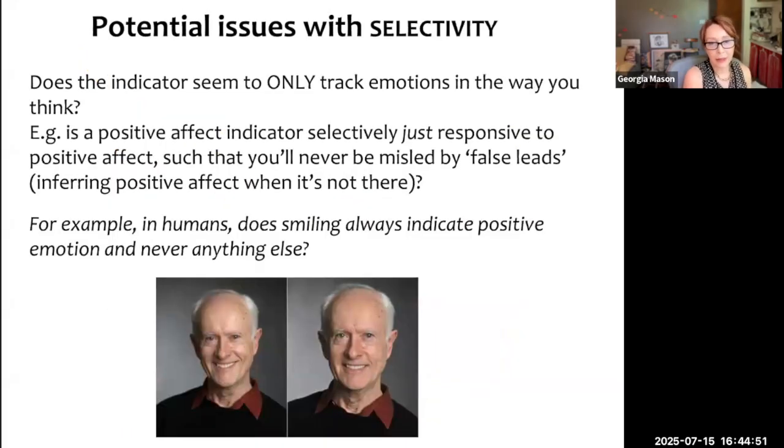This isn't the only type of problem we need to think about and anticipate. Every single indicator is going to have issues with selectivity. And here we need to think about, is the indicator only tracking emotions or moods in the way that we think and want them to, or are they sometimes triggered by things we're not interested in? So for example, if we were using smiling to infer positive affect in humans, we need to recognize that genuine smiles probably do the job, but fake smiles, like this guy here, desperately faking a grin, but you can see it's not reaching his eyes. Here, if we took this as a sign of positive affect, this would be a false lead. It'd be a kind of false positive. We'd be inferring positive states that aren't really there. This guy looks really like he's just desperately awkward. So problems with selectivity can arise.